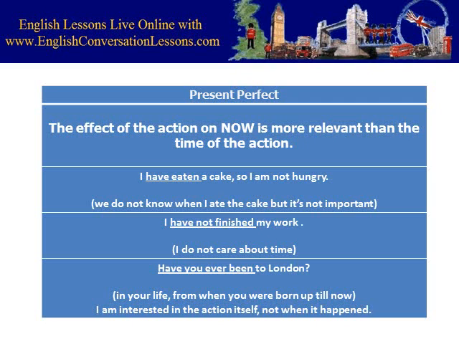And have you ever been to London? We use the present perfect in this format, have you ever done something? In this case, have you ever been to London? We're asking about your whole life, so in your life, from when you were born up till now, have you ever been to London? So we're starting in the past and continuing up till the now. So I'm interested in the action itself, if you have been to London, not when it happened.